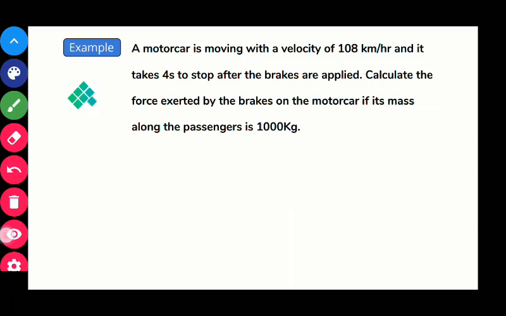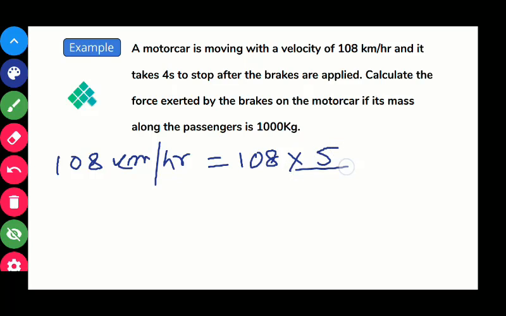Now a motor car is moving with a velocity of 108 km per hour. When you have a velocity of 108 km per hour, you have to multiply it by 5 by 18 to convert it to meter per second, right? When you multiply it by 5 by 18 and calculate, it will come to 30 meter per second. So kilometer per hour must be converted to meter per second.